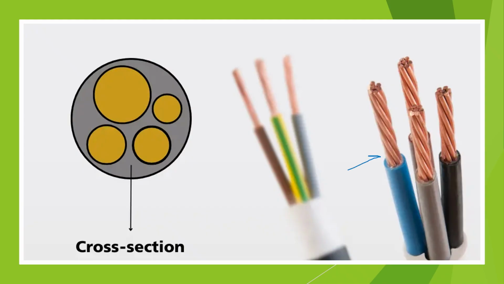My dear students, as you see, this is an electric wire, and from this wire we can take what we call a cross section. This is a cross section. You can cut it like this.